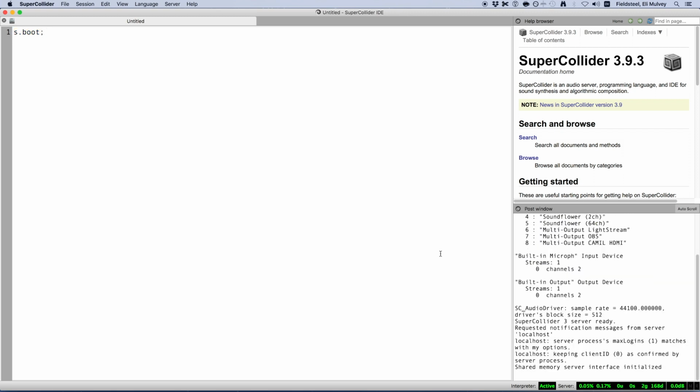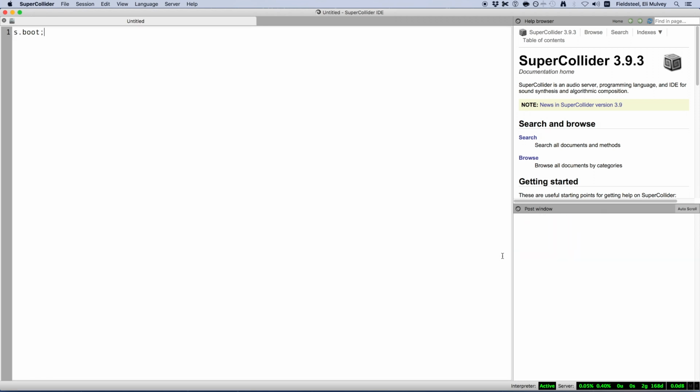Note in the post window, SuperCollider is currently using my laptop's built-in sound card for input and output. For now, this is fine, but later in the video, we'll switch to a more professional setup with a cardioid condenser mic and an external audio interface.